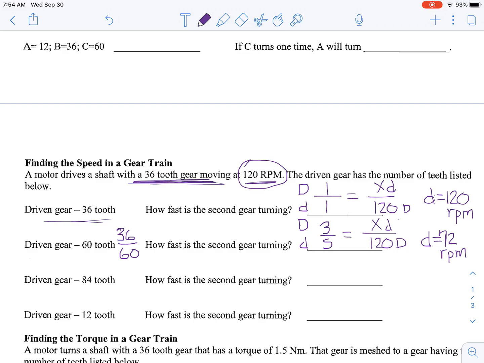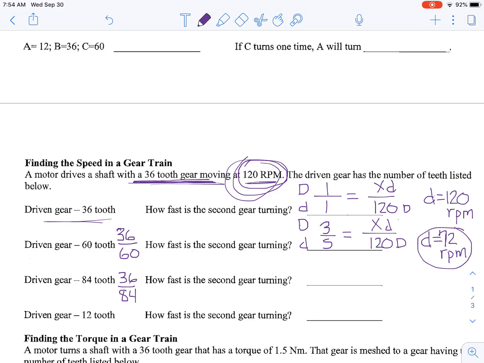So our driving gear, which has fewer teeth, is moving faster than our driven gear, which has more teeth. Right? Let's do one more example here. So we have our driving gear is 36, and our driven gear is 84.